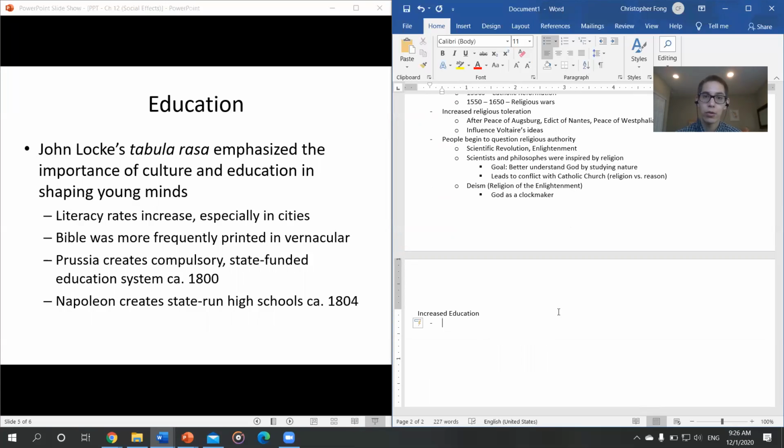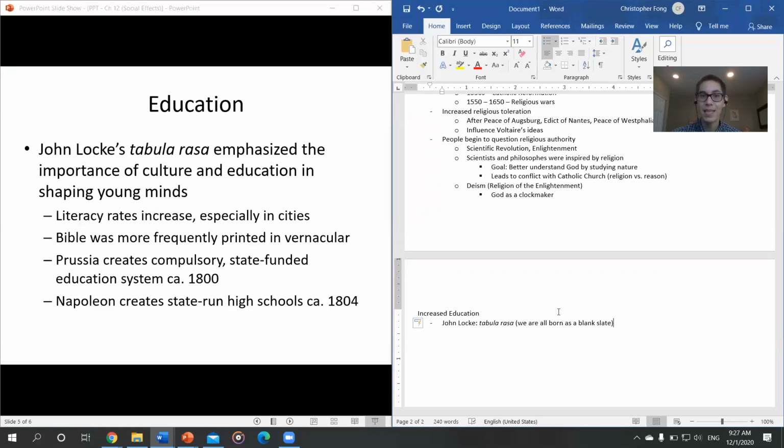John Locke, in addition to saying that everybody's born with natural rights, and the government must protect our natural rights, also said that everyone is born as a tabula rasa. Everyone is born as a blank slate. We are born pure, naturally good, but we're also born without any preconceived ideas or notions about how the world works. And it's society and culture and education that shapes us to be who we are today.